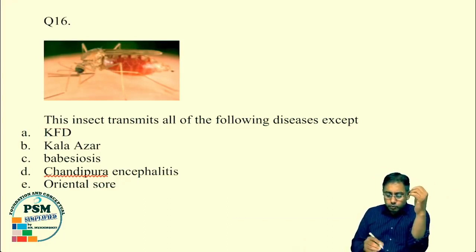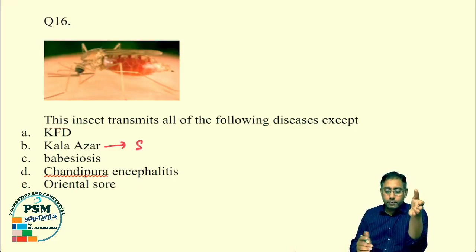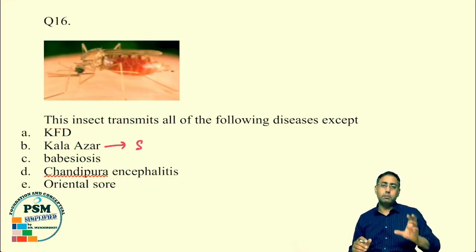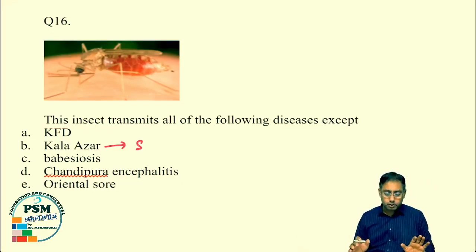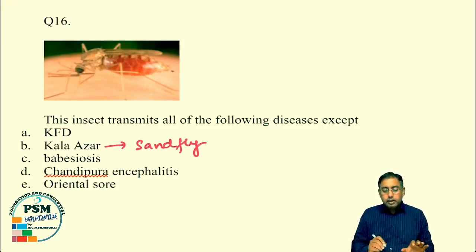Kala azar is one answer, which is a sandfly. This looks like a sandfly, right? I think we have done in the class how to identify a sandfly. A sandfly would be a hairy insect. It will have a lot of hair, and it is smaller than a mosquito. It is not at all a mosquito. So this is a sandfly. So Kala azar is a sandfly-borne disease.